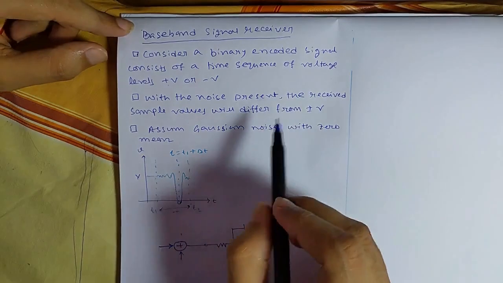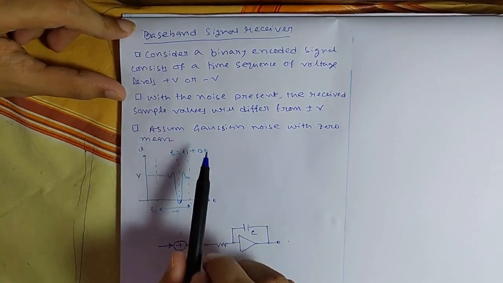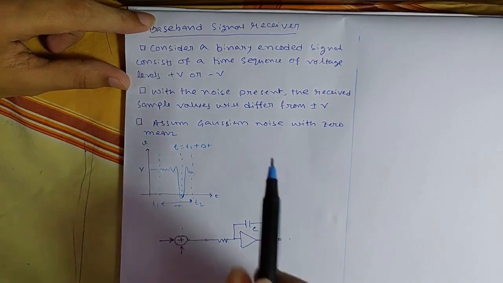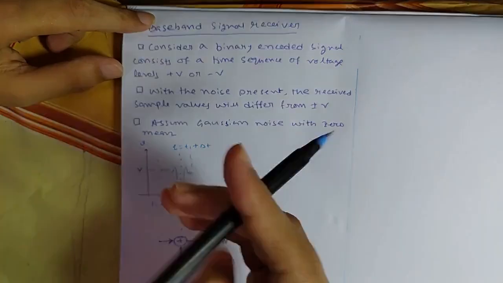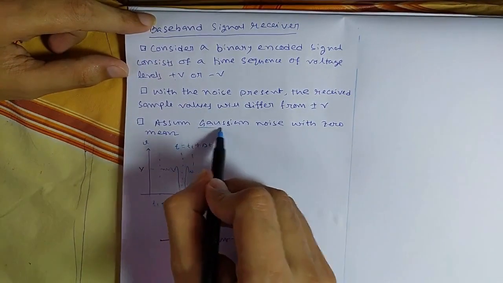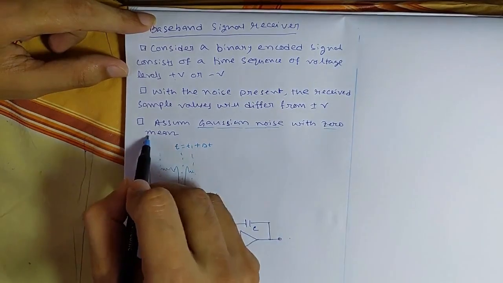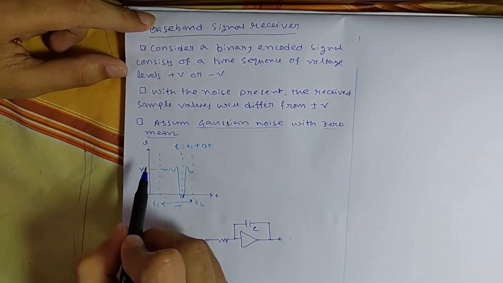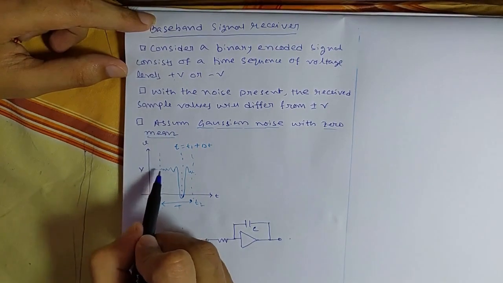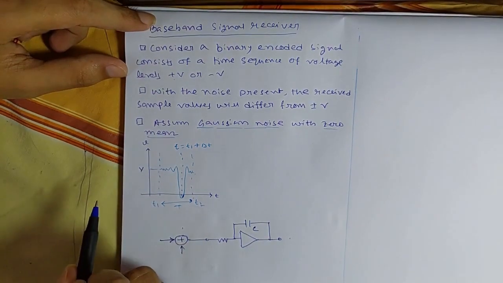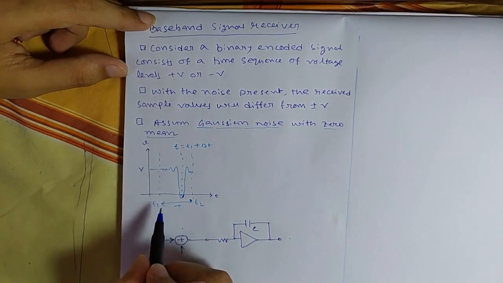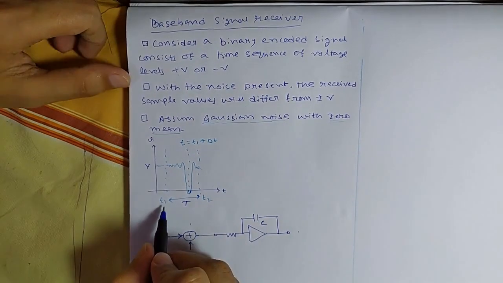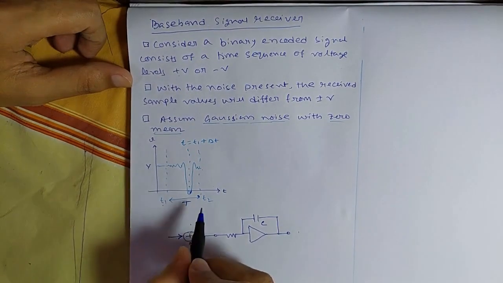So here we are assuming that the noise is Gaussian noise with zero mean. Now let's take a case. Here you can see our transmitted voltage was V, and noise is mixed, and T is the bit duration. It started from t1 and ended at t2.